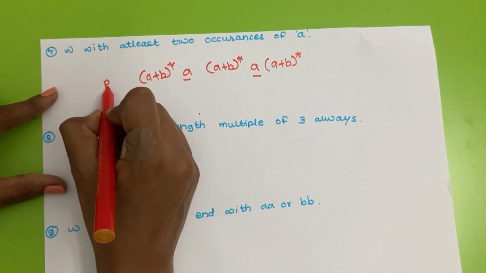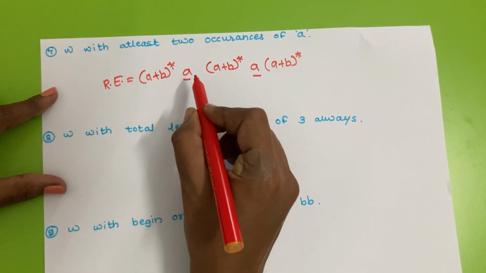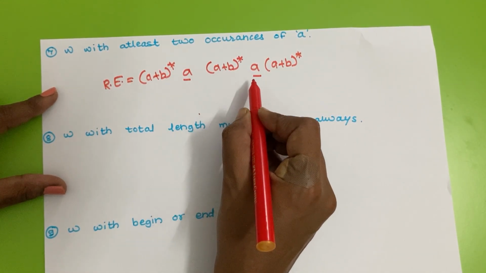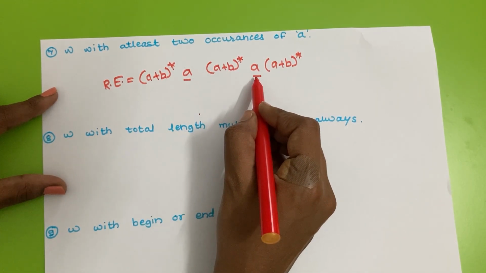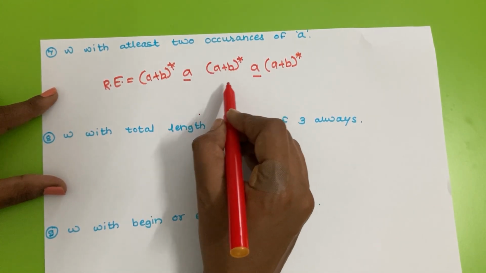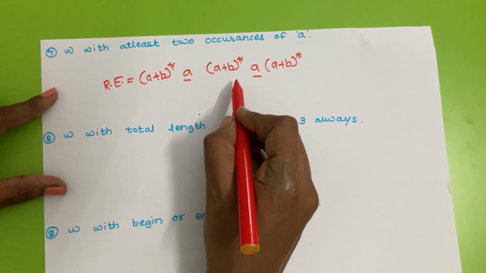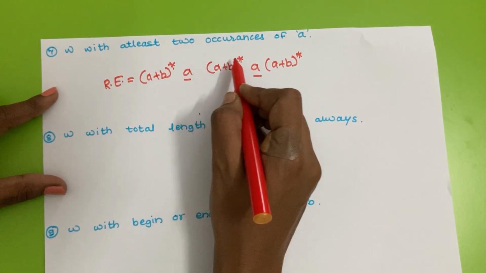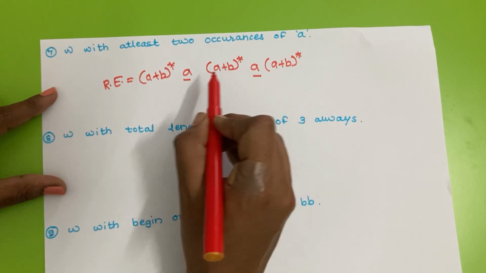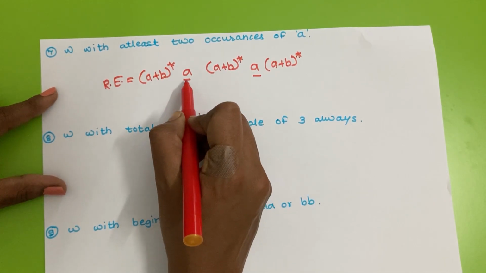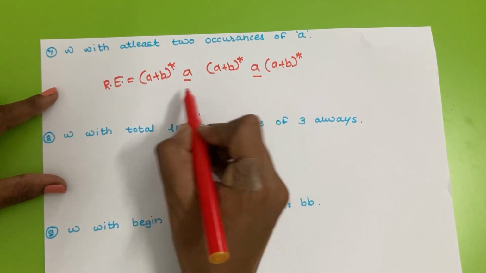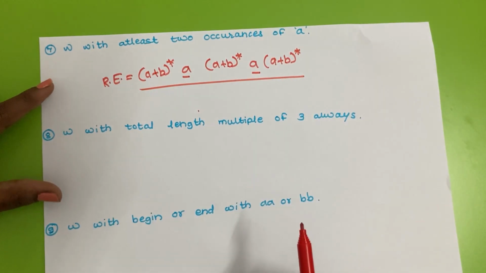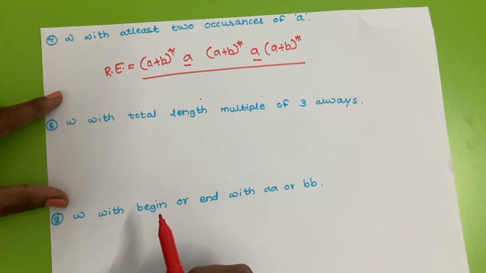So this will be my final regular expression. It means at least 2 occurrences of A are there, and in between these 2 A's I can have any possible combination of any length of A and B. That is also possible before this A as well as after this A. So this will be our final regular expression as discussed in the hints.